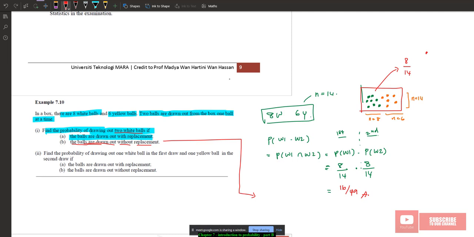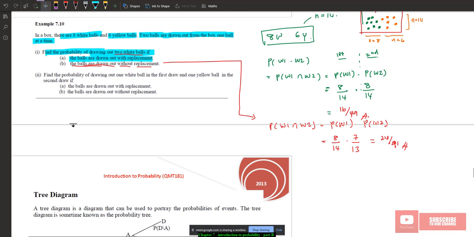7 dah lah. Right? So probability of white ball number 1 intersect white ball number 2 should be probability of white ball number 1 multiply with probability of white ball number 2. So the first ball is 8 over 14, multiply with the second ball, we should have 7 white balls, and the total balls in the box should be 13, right? So this should be equal to 24 over 91. So hope you can understand how to calculate the probability value, right?